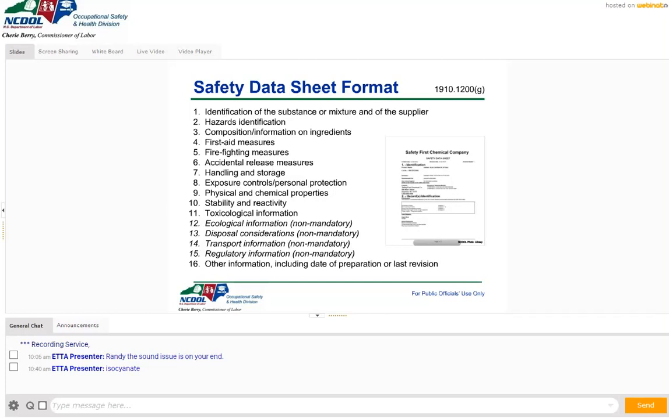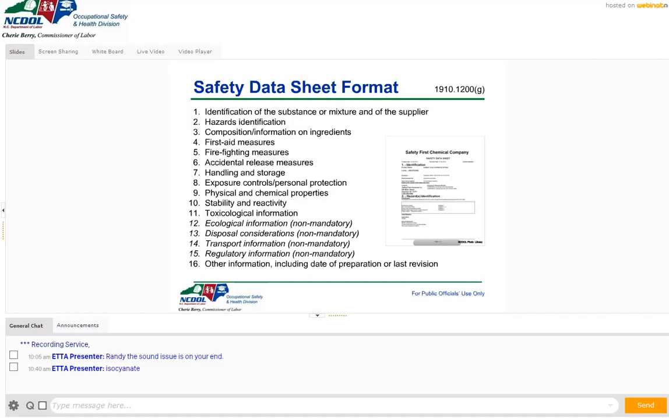Muriatic acid is the same thing as hydrochloric. So in the safety data sheet, you'll see that in the synonyms. Now, I will tell you, I just came back. We talked about non-routine tasks. I was talking about passivation of water systems. The word passivation was escaping me a while ago. So when I was talking about using chemicals, I was talking about passivation.